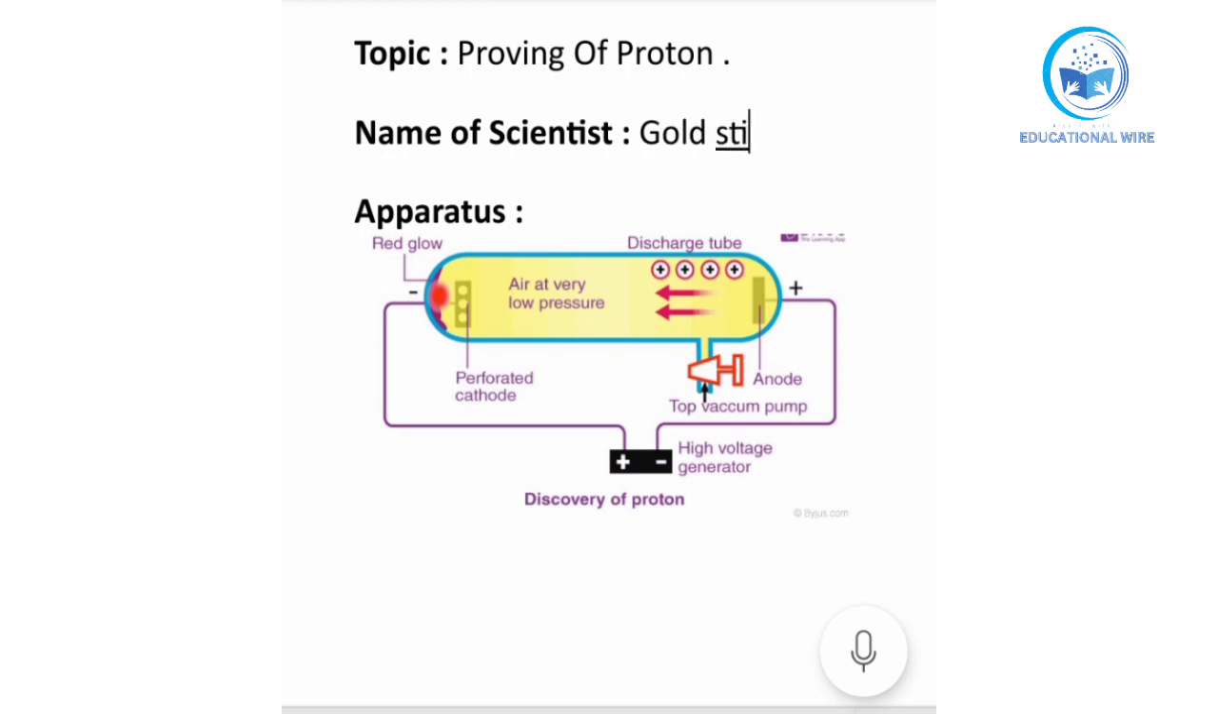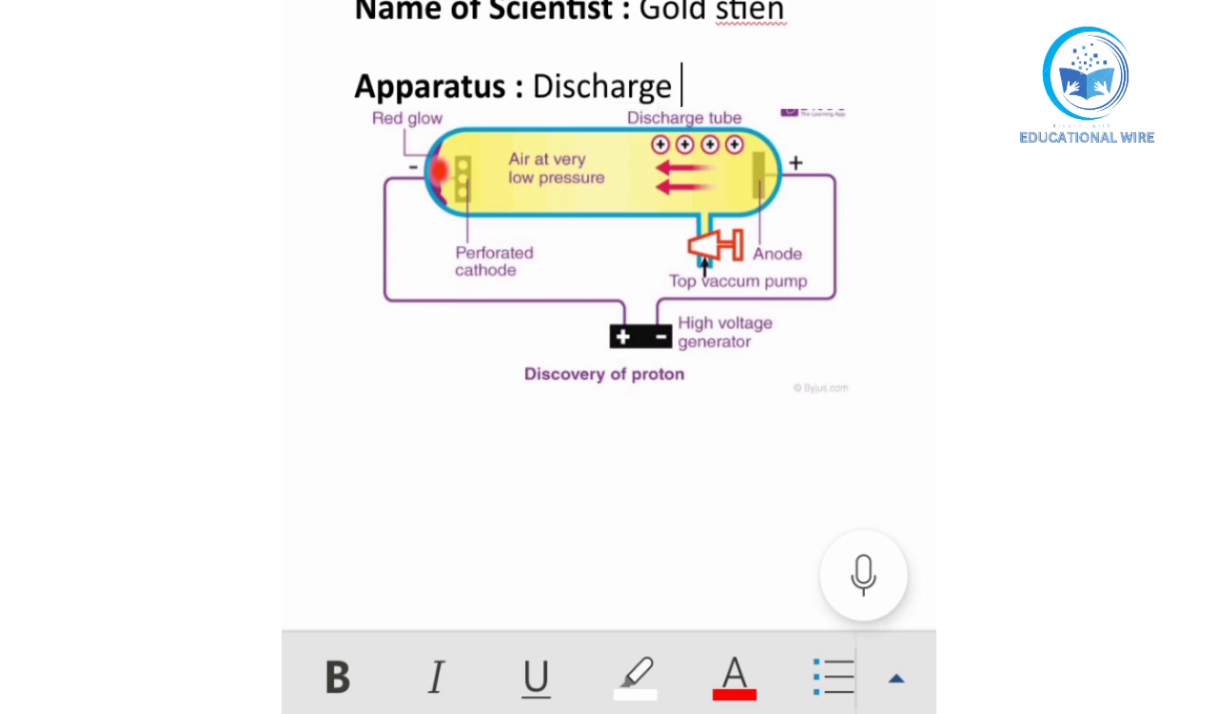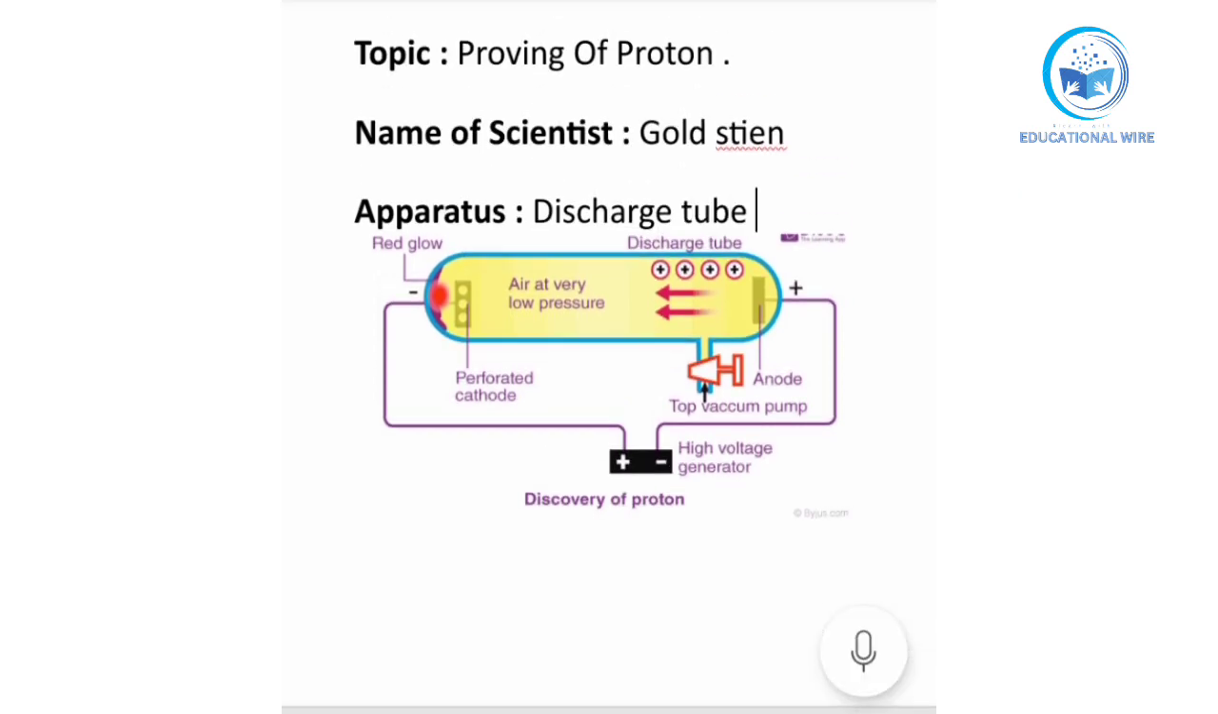So first of all, the name of the scientist that proved the proton is Goldstein. Goldstein proved the proton. After that, which apparatus was used? Like we used a discharge tube, in this one we are also using a discharge tube.